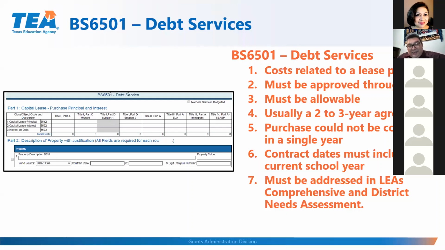And then for each of those funding sources that you budgeted for debt services, you would add a line to identify what type of property it is, the funding source, your contract date, which is usually at least this current year and maybe the previous year and maybe including next year because it's a 2-year purchase, the property value, and of course the campus number if there is a campus number.